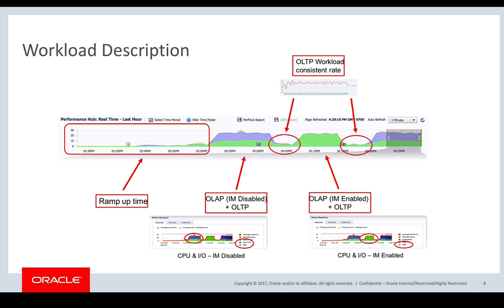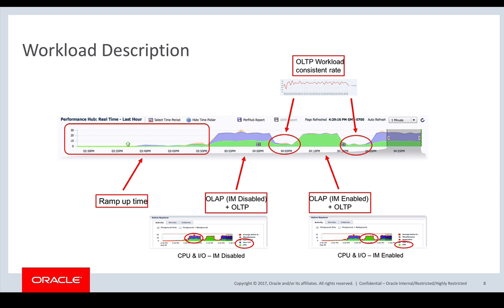We also have two arrows pointing down to the circled areas. This represents the OLTP steady state rate and shows up between the OLAP time periods as a constant OLTP workload is being run. Below the chart, we have two boxes with charts illustrating what is happening during the OLAP time periods. The first, or leftmost, period shows OLAP workload being run with database in-memory disabled and the OLTP workload.